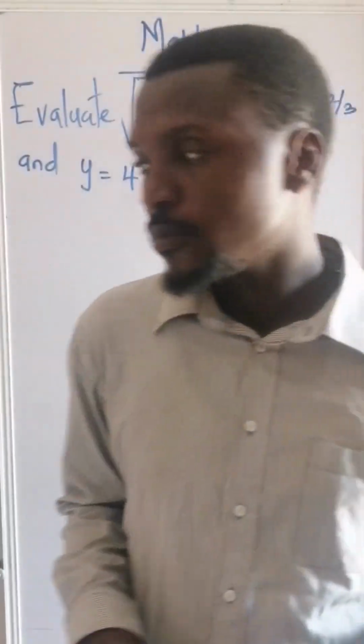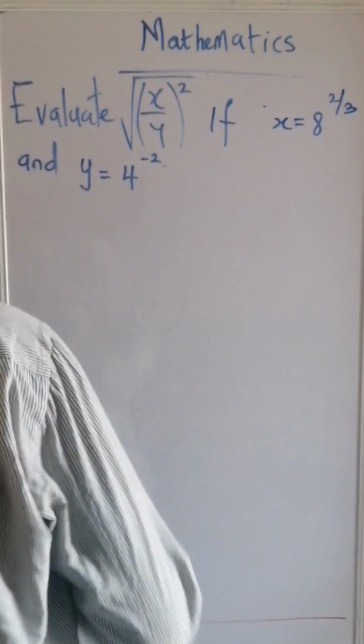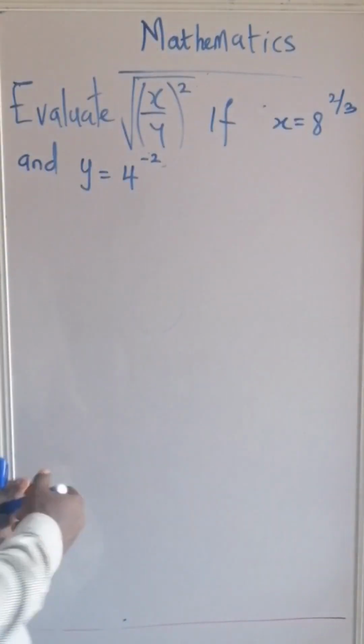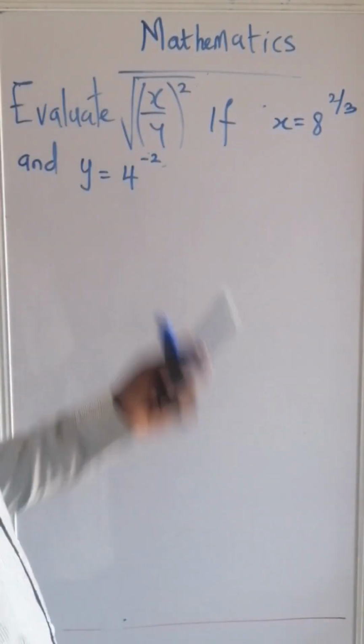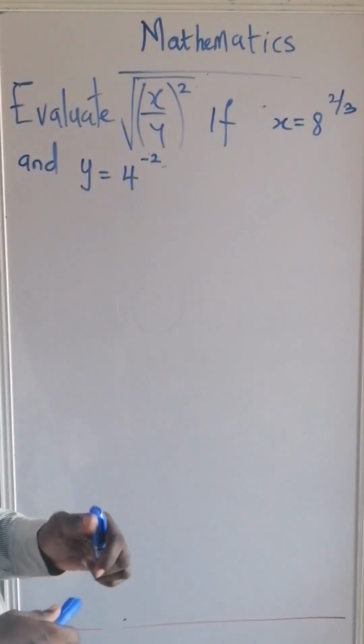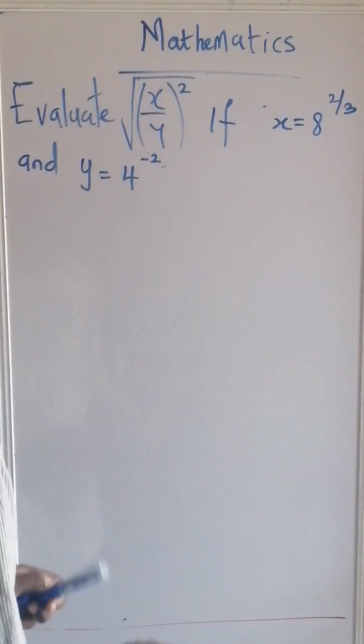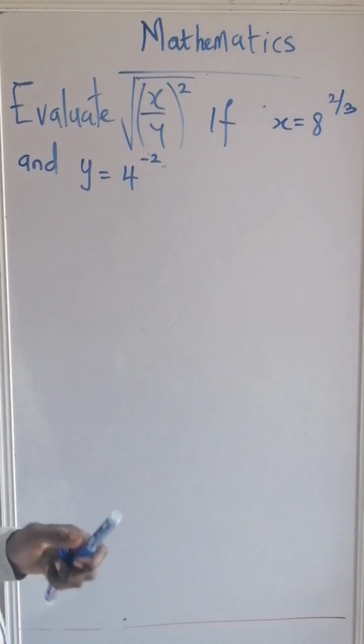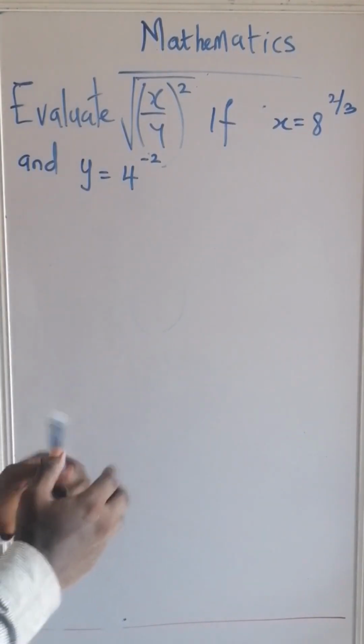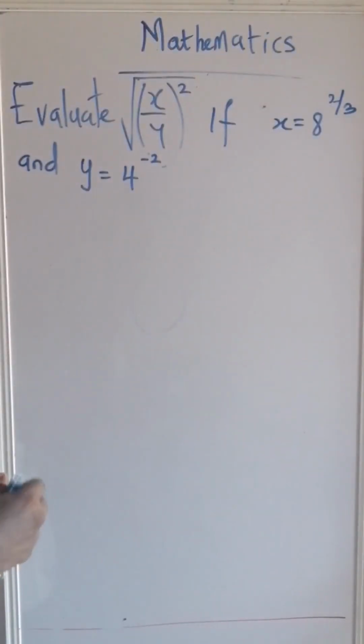We have a question on the board. The question says, evaluate (root of x over y) raised to power 2, if x is equal to 8 raised to 2 over 3 and y is equal to 4 raised to minus 2. So we are asked to solve for the root of x divided by y, raised to power 2.